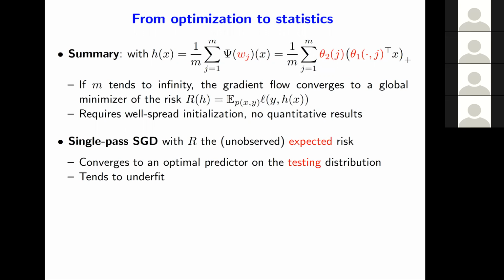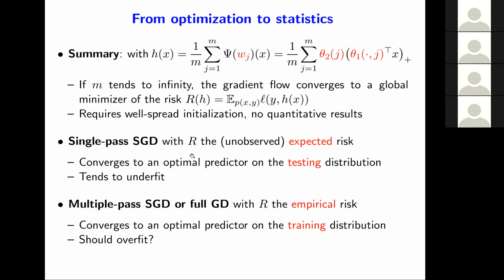If you do a single pass stochastic gradient, then R here will be the expected risk on unseen data, and this will typically converge to the best predictor on the test set, but in practice, this tends to underfit. What people do in practice is multi-pass SGD. They go over the data multiple times, and then you converge to the minimum of R being the empirical risk. So you converge to the best predictor on your training data, and there may be an issue with overfitting because you may not generalize correctly. So the goal now is to study this.